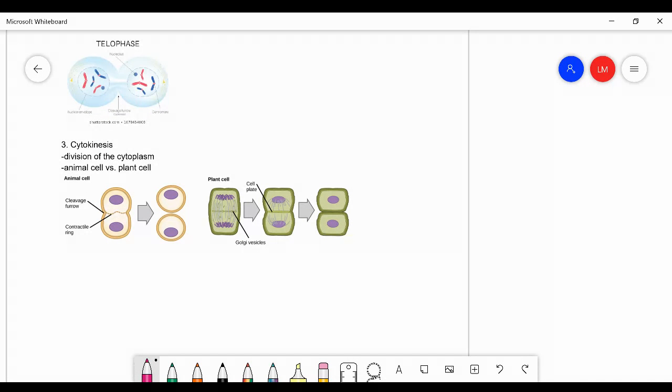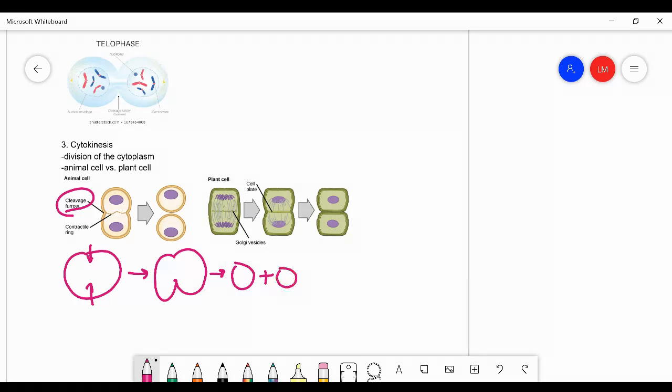Cytokinesis is the division of the cytoplasm, and it's going to be different in an animal cell versus a plant cell. So we'll look at animal first. With animal cells, the cell sort of pinches and forms this cleavage furrow. Okay, so it's like this big blob, and then it just starts to pinch here and here. And then eventually that will form two new cells there.